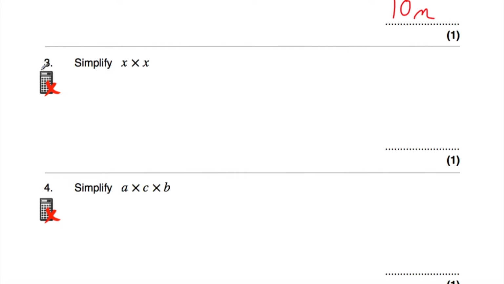Okay, let's have a look at our next question, question number 3. Question number 3 says simplify x multiplied by x. When we multiply something by itself, we're squaring it. So x times x is just x squared. And that's it. So x multiplied by x is x squared.